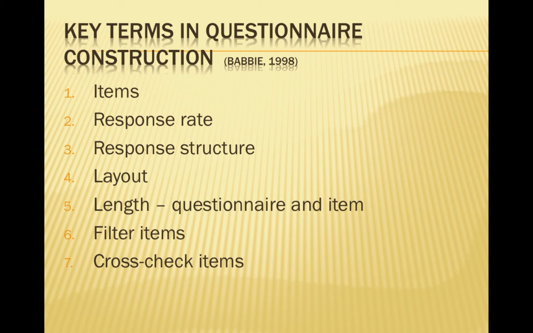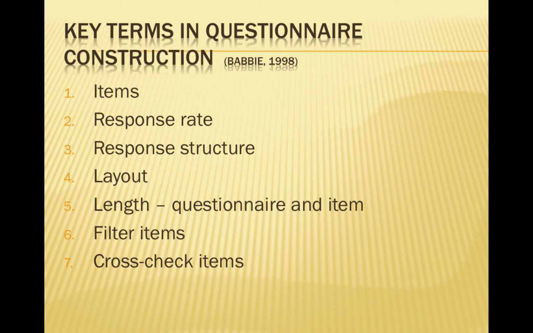Filter items refer to questions that help you get at the target audience that you desire. So let's say you're looking only to survey males. Your filter item would be gender, and then you would take only the surveys. You could give the survey to anyone, but you'd only analyze the ones that had checked male.